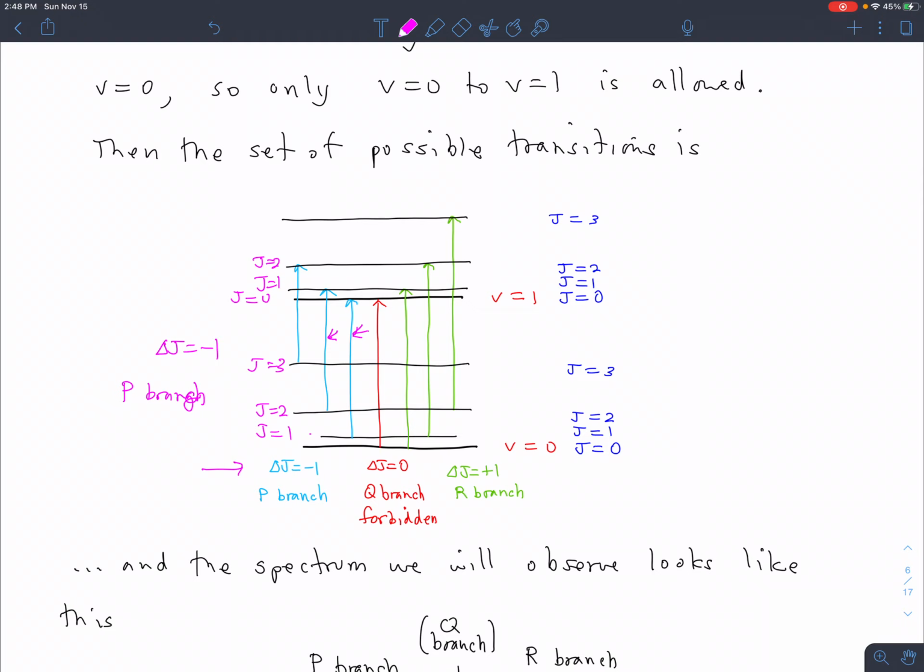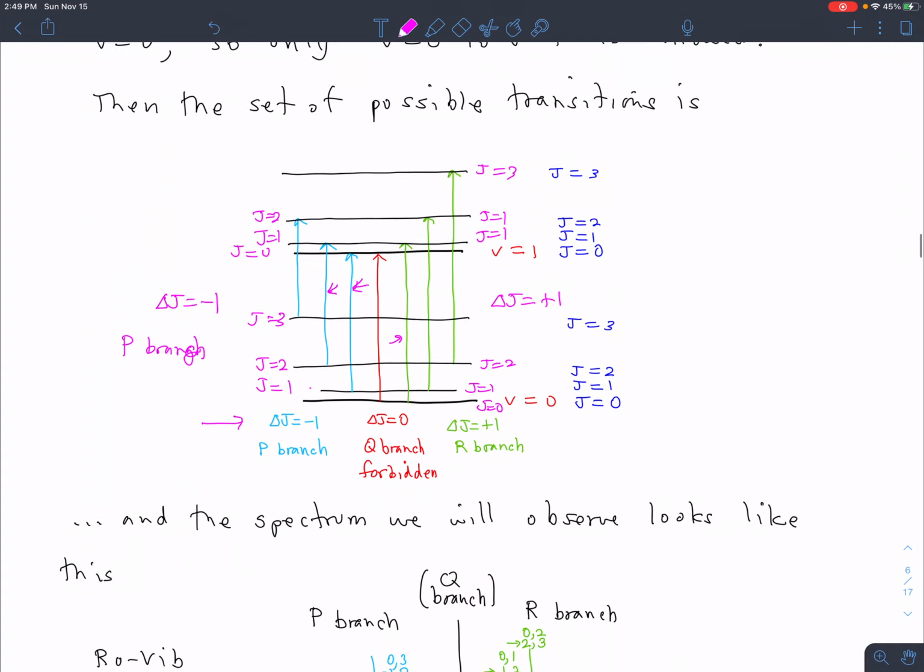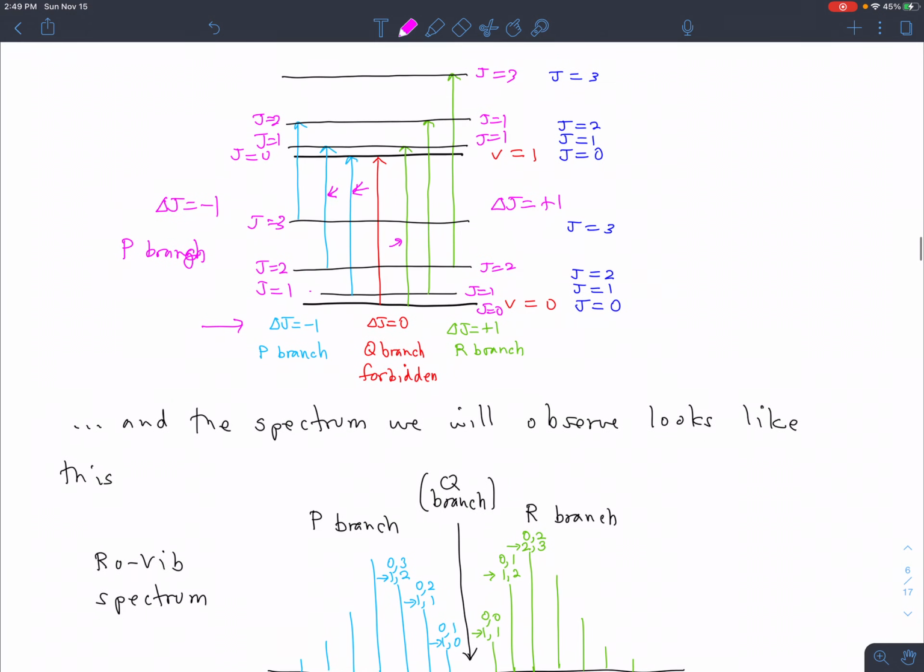On the other hand, I can start at J equals 0 down here and go up to J equals 1. So that's this line. J equals 0 is the heavy line there. This is J equals 1, and then I have to go up to J equals 2 for delta J equals plus 1. Or I can start at J equals 2 and go up to J equals 3. All those are delta J equals plus 1. And that corresponds to the R branch.